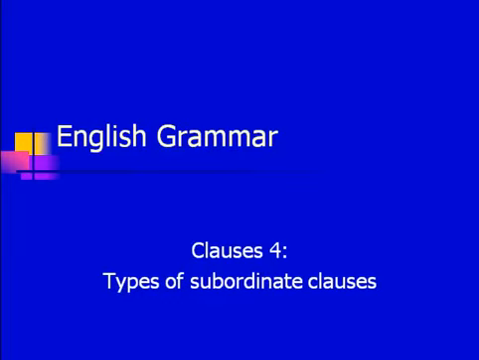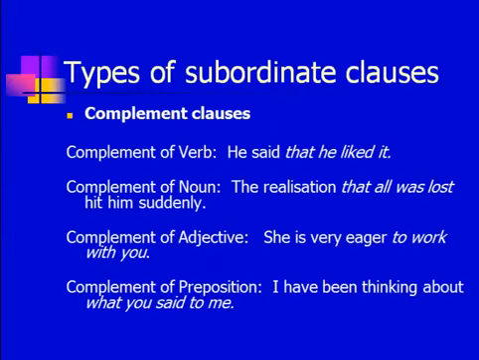In this video we're going to look at different types of subordinate clauses. We will see that there are complement clauses, subject clauses and different types of clauses that function as adjuncts. When we start with complement clauses, the name says what they are. They are complements of different word categories. And we can find complement clauses which are complements of verbs, nouns, adjectives and prepositions.